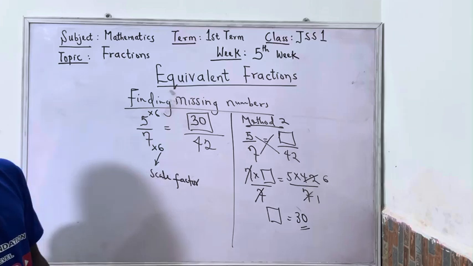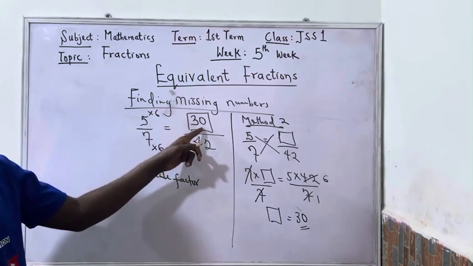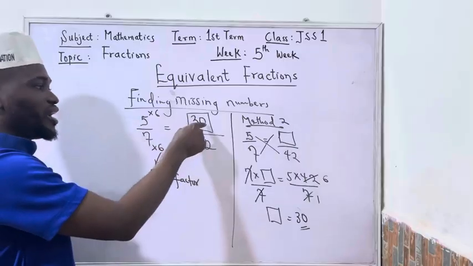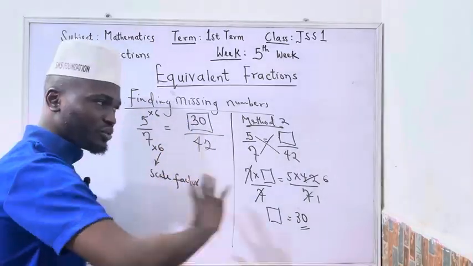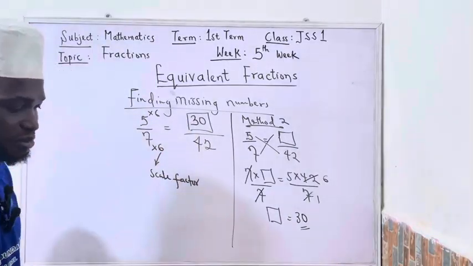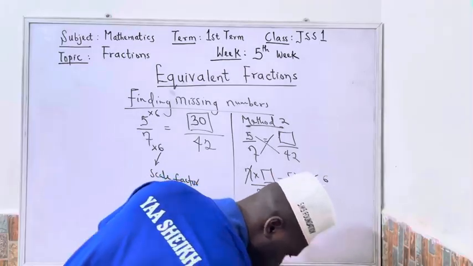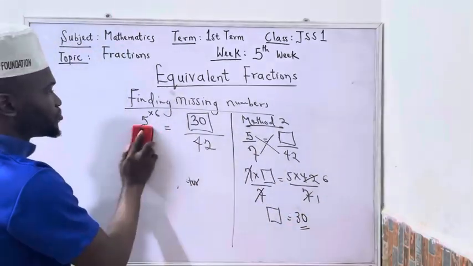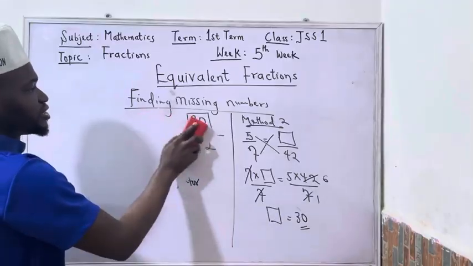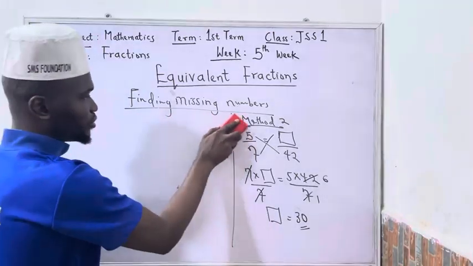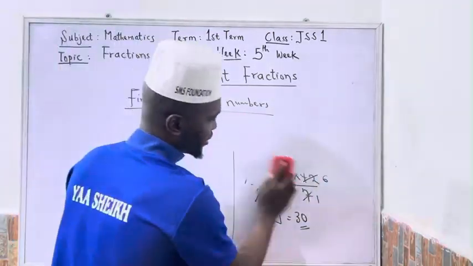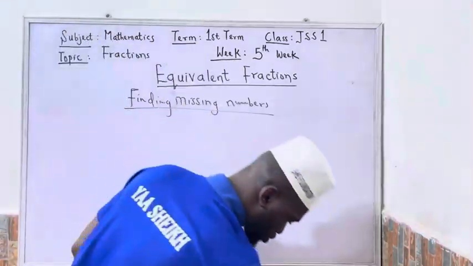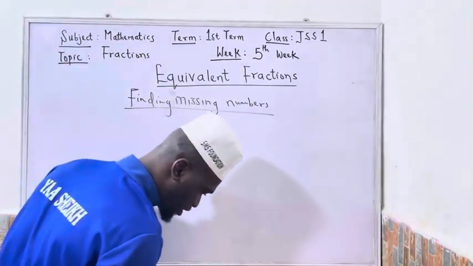Sometimes it may not be a box that they will put. They can put a letter here, probably 5 over 7 equal to x over 42. We are still talking about the same thing. Now, you can have another question that comes from reduction, still on finding the missing number. You will observe that the new fraction is smaller than the original fraction.